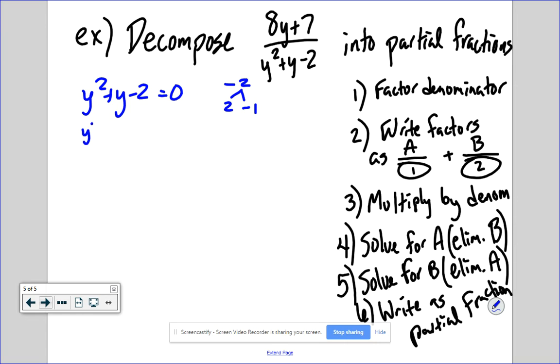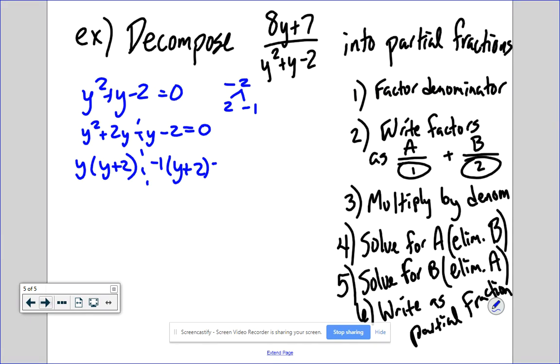So I'm going to get y squared plus 2y minus y minus 2 equals 0. Or again, you could skip that middle step if you want and go straight to the factors. So factor out of y plus 2. Factor out of negative 1, y plus 2. Outsides go together, y minus 1. Insides the same, y plus 2. And there's my two factors, right there. Y minus 1 and y plus 2.